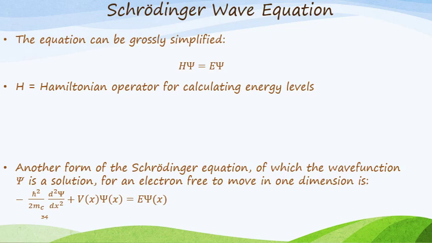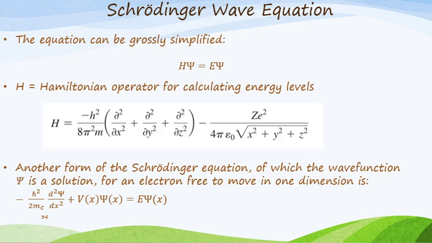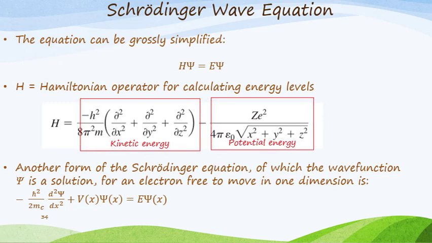H is a Hamiltonian operator, and a Hamiltonian operator is simply a mathematical description, basically an equation, which looks something like this. It consists of two parts. The first part of the equation represents the kinetic energy, and the second part of the equation represents the potential energy. Another form of this Schrödinger equation, of which the wave function phi is a solution for an electron free to move in one dimension, is given at the bottom over here.